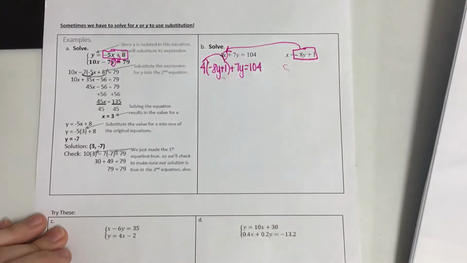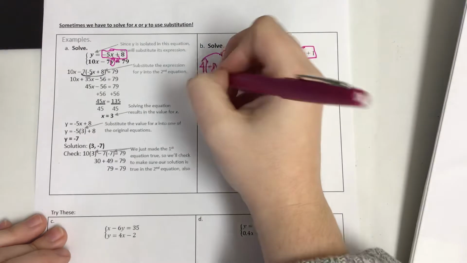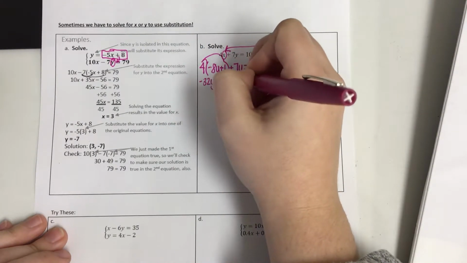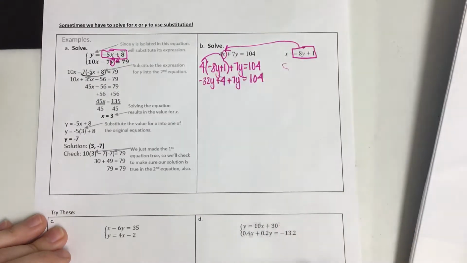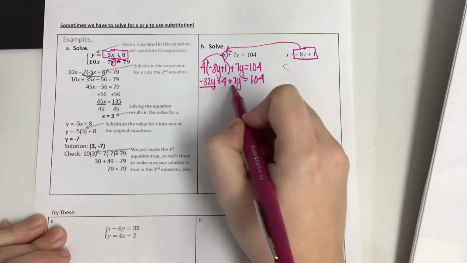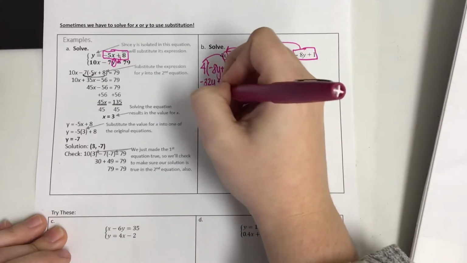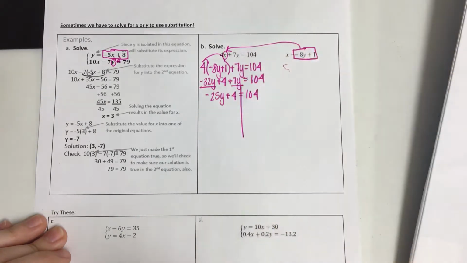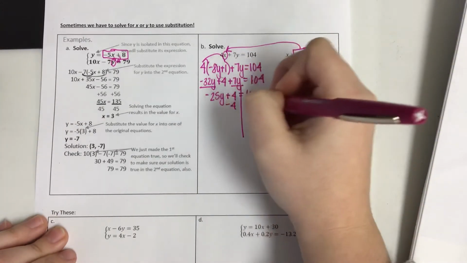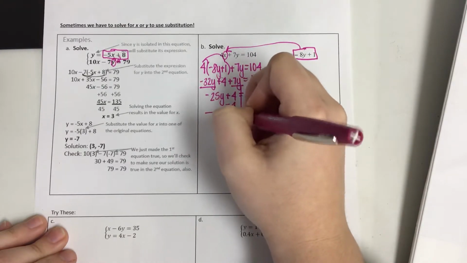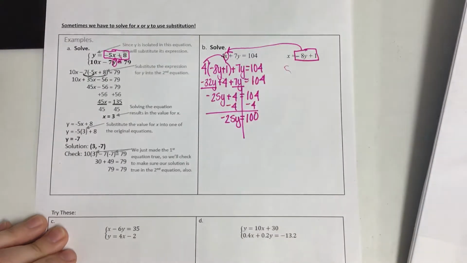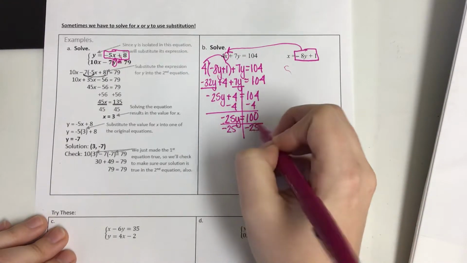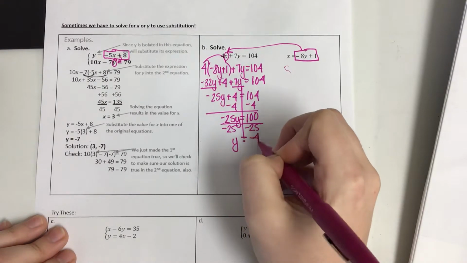We're going to distribute so that we get negative 32y plus 4 plus 7y equals 104. Then we're going to combine our like terms to get negative 25y plus 4 equals 104. We will subtract 4 from both sides to get negative 25y equals 100. Divide both sides by negative 25 to get y equals negative 4.